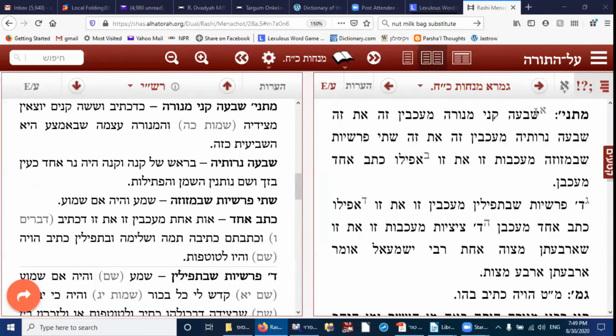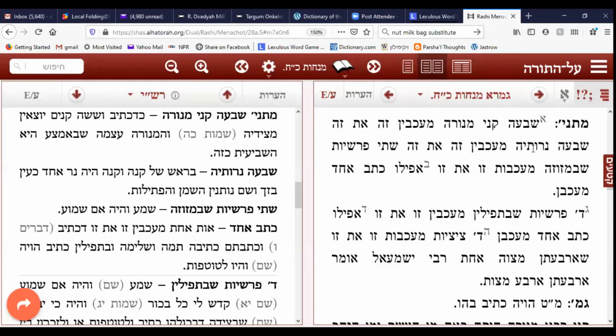And it talks about various mitzvot. Menachot, of course, deals mainly with the meal offerings that were brought in the Beit HaMikdash, and then a lot of other attendant mitzvot that were done in the Beit HaMikdash, including things that have to do with the menorah, lighting the menorah, and so forth. And so here it says, Shiva kanei menorah ma'akvin ze et ze. The 7 branches of the menorah hold each other back.